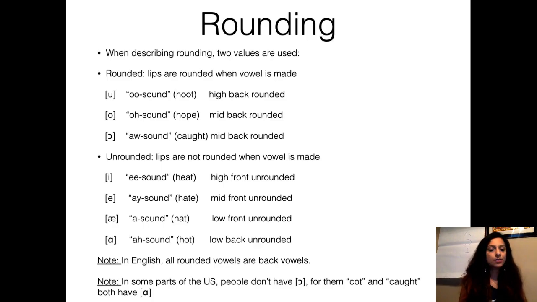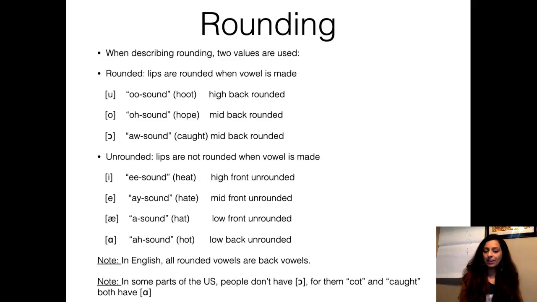So here are some examples of rounded vowels and unrounded vowels in English. Rounded vowels are things like hoot, hope, and caught, right? And so these are high back rounded. Oo is a high back rounded vowel. O is a mid back rounded vowel, and O is a mid back rounded vowel. And then unrounded vowels are things like E, right? And so a tip for you to remember is that in English, all rounded vowels are actually back vowels. Okay, so it's a good thing for you to remember.